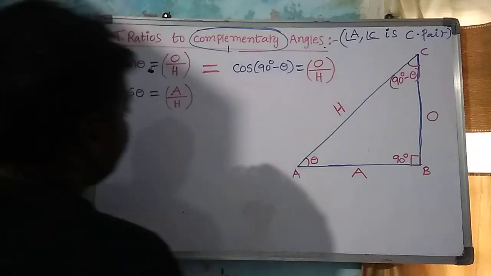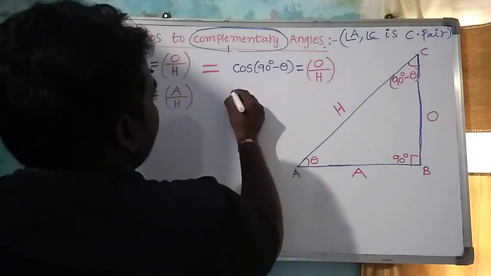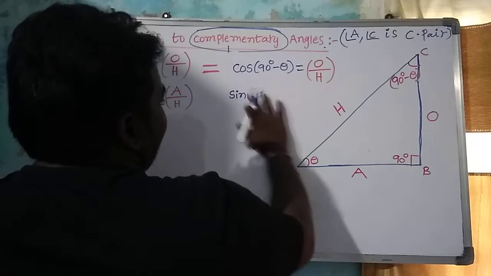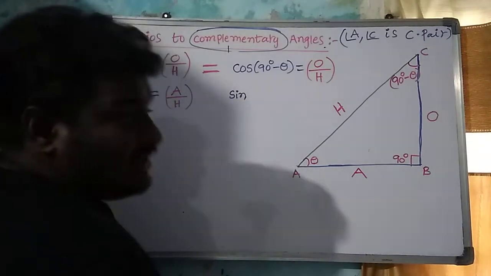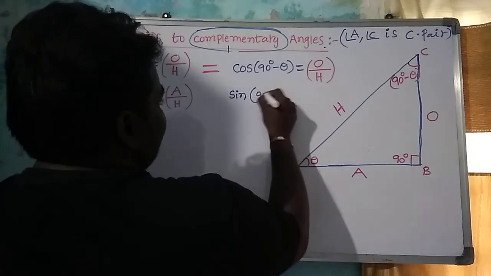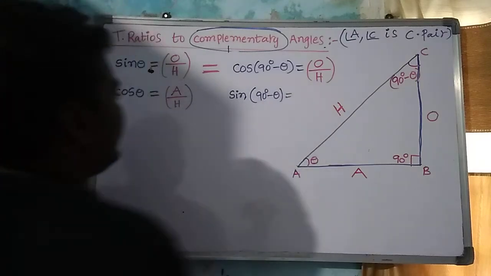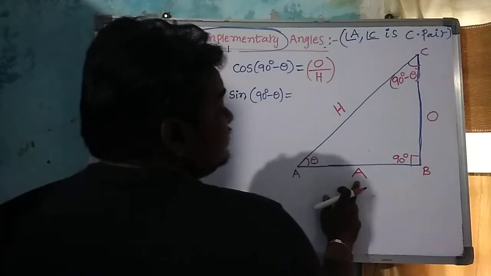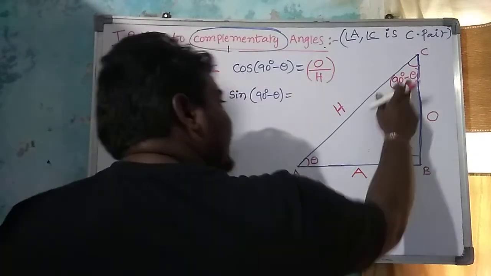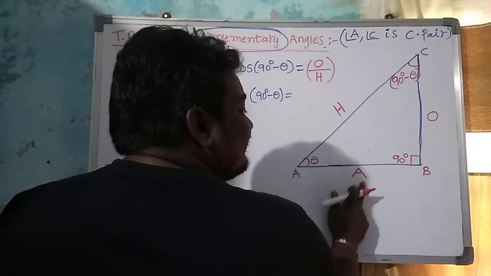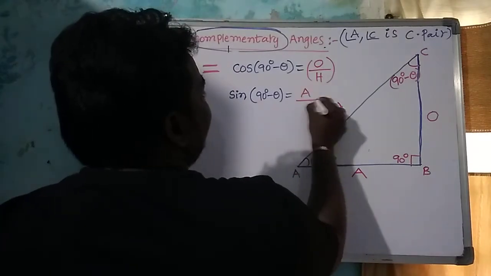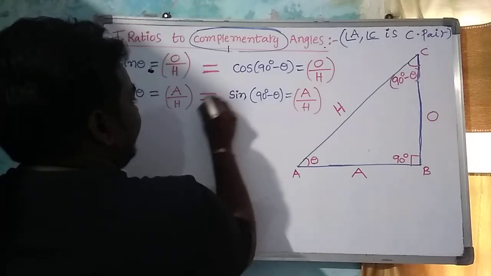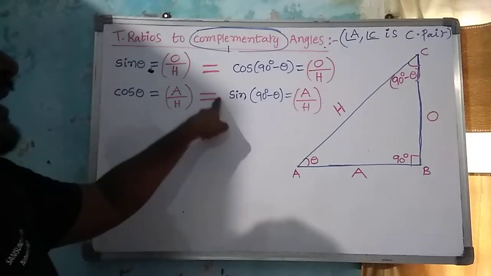Let me check what sin 90 minus theta is. Our reference is changing, are you observing? Sin 90 minus theta is our reference. Sin means opposite by hypotenuse. The opposite side of 90 minus theta is the adjacent side of theta. That means A by H. Then I can place an equal to symbol here, directly and nicely.